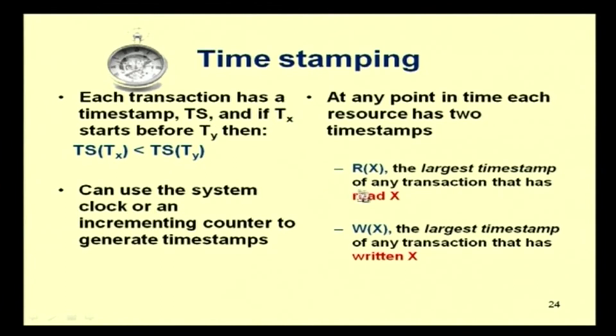Now, R of x means the largest timestamp of any transaction that has read x. So, this R of x will be equal to one of the timestamps associated with a transaction, but that transaction should be the one with the largest timestamp that has read x. Similarly, W of x is the largest timestamp of any transaction that has written x. So, x is a data item, and W is a write. Associated with the write of that x, you have a timestamp, and it is the timestamp of any transaction that has written x.